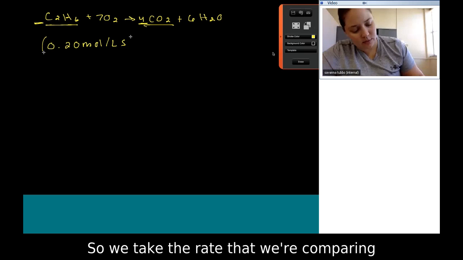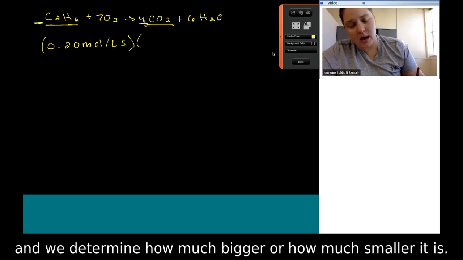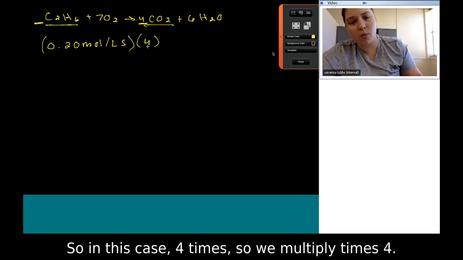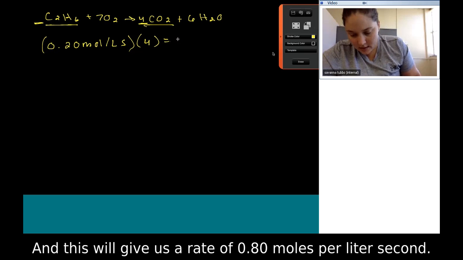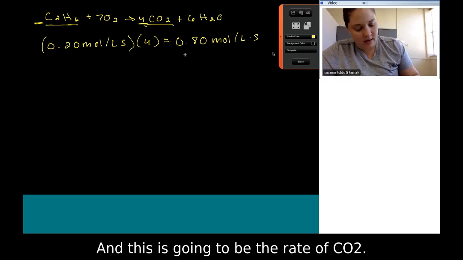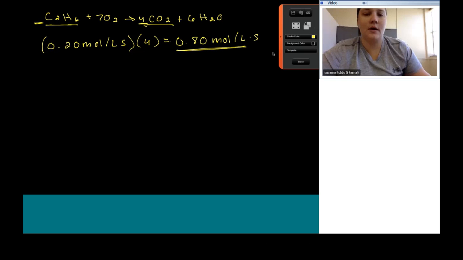So we take the rate that we're comparing and we determine how much bigger or how much smaller it is. So in this case, 4 times bigger. So we're going to multiply times 4. And this will give us a rate of 0.80 moles per liter second. And this is going to be the rate of CO2.